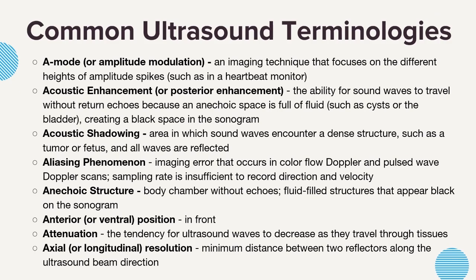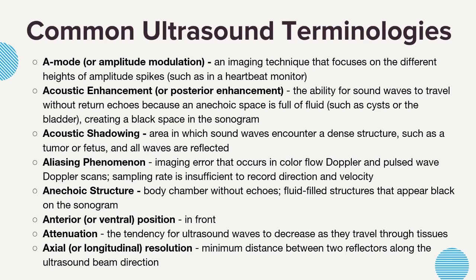Acoustic shadowing: the area in which sound waves encounter a dense structure such as a tumor or fetus, and all of the waves are being reflected. Aliasing phenomenon: an imaging error that occurs in color flow Doppler and pulsed wave Doppler scans. The sampling rate is insufficient to record a direction and/or velocity. Anechoic structure: body chambers without echoes, fluid-filled structures that appear black on the sonogram.